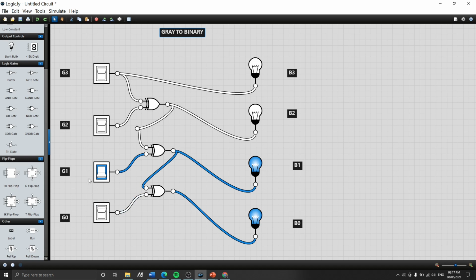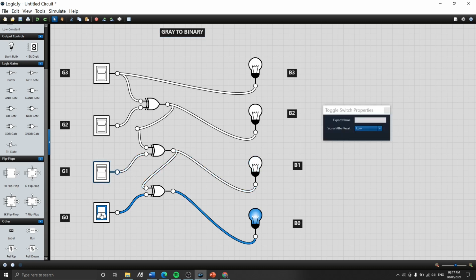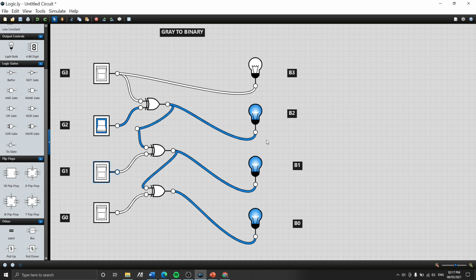When G1 and G0 are 1, then all the outputs are 0 except B1. When G2 is 1 and the remaining inputs are 0, then all the outputs are 1 except B3.